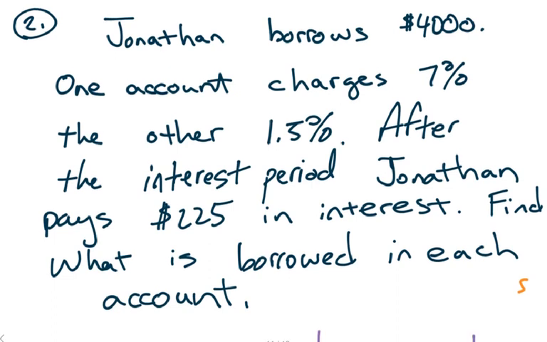So hopefully you've had a go at this, and now we can do it together. Let's see here. We have Jonathan, who borrows $4,000. One account charges 7%, the other charges 1.5%. After the interest period, Jonathan pays $225 in interest. Find what is borrowed in each account.